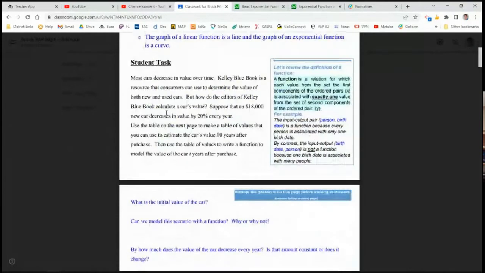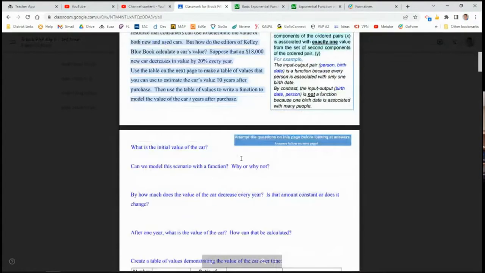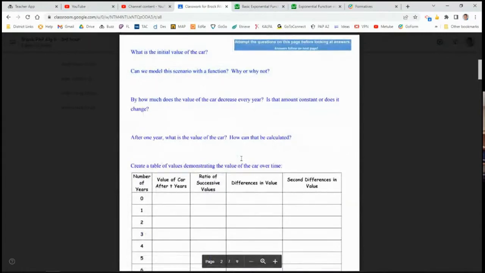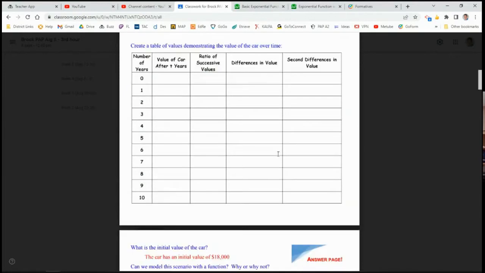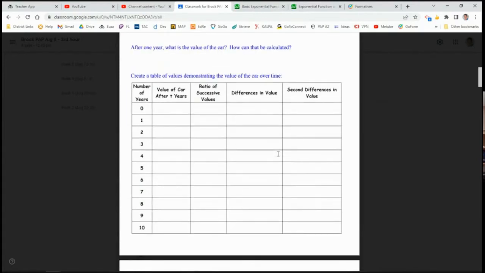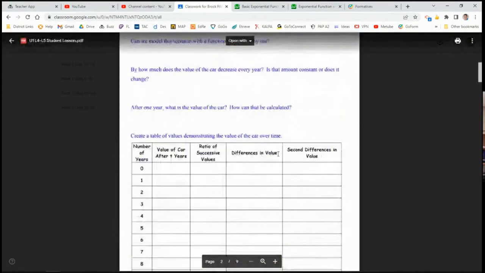Student task. So this gives you a task right here. Most cars decrease in value over time, and it wants you to do this. And so here's where you fill that in your notes, and you try to do this. This is in the lesson. What's the initial value of the car? Can we model it with a function? Why or why not? How much does the value of the car decrease every year? And then you fill in this table demonstrating the value of the car over time. Then I've given you the answers right here. So you need to do it first and then check your answers.